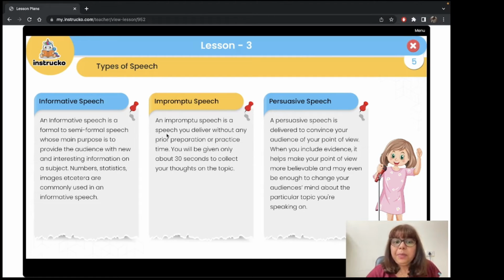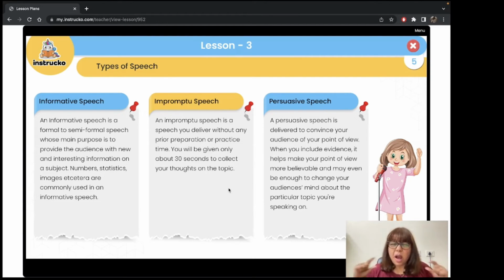Now, an impromptu speech. An impromptu speech is a speech you deliver without any prior preparation or practice time. You will be given only about 30 seconds to collect your thoughts on the topic. So an impromptu speech is a speech where you go on stage, and then the person who is conducting the event will tell you, okay, now you have 30 seconds. Your topic is my day at the supermarket. Now you have about 30 seconds.